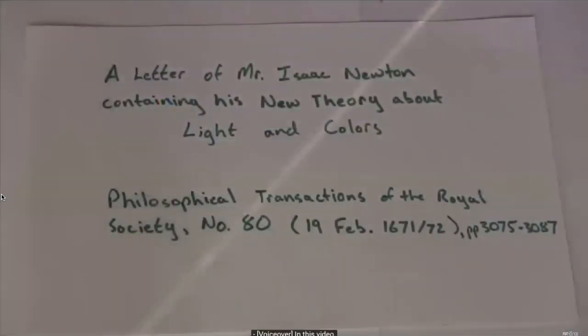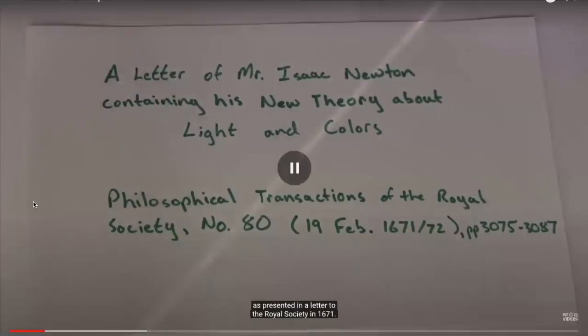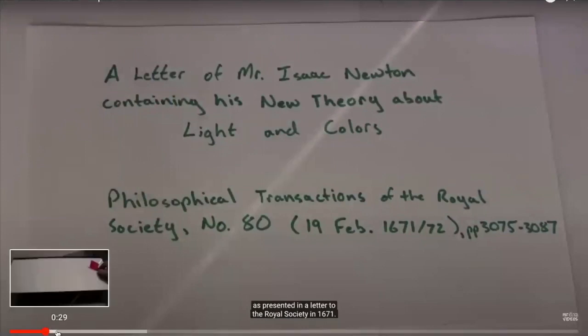In this video, we're going to look at the relationship between white light and color by recreating a portion of Newton's prism experiment as presented in a letter to the Royal Society in 1670. We can skip these parts and go directly to the experiment.